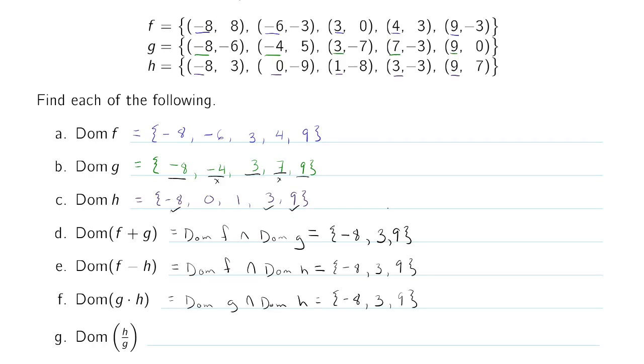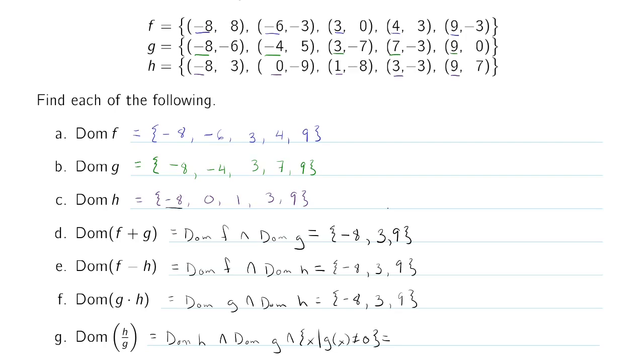What about the domain of h over g? Right, that's going to be the domain of h, intersect with the domain of g, intersect with the set of x such that g of x is not 0. So let's see what that is. We'll go through the domain of h, and first we'll check whether the number is also in the domain of g, and then we'll check whether g of it is 0.